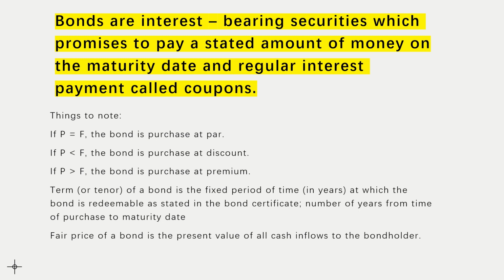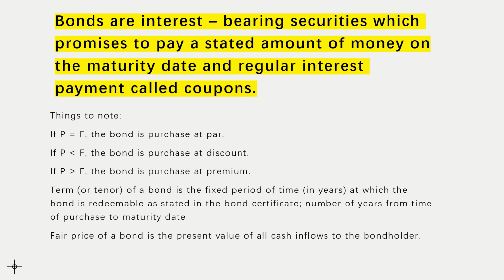So take note, okay? And now going on, the term, or sometimes called tenor, of a bond is a fixed period of time in years at which the bond is redeemable as stated in the bond certificate, the number of years from time of purchase to maturity date. So, the fair price of a bond is the present value of all cash inflows to the bondholder.